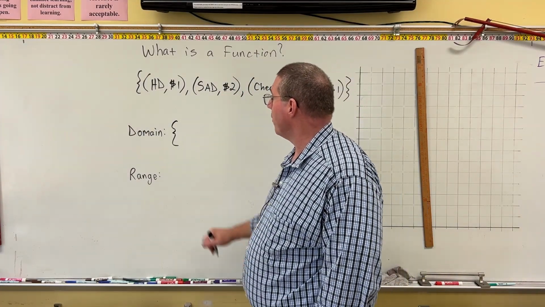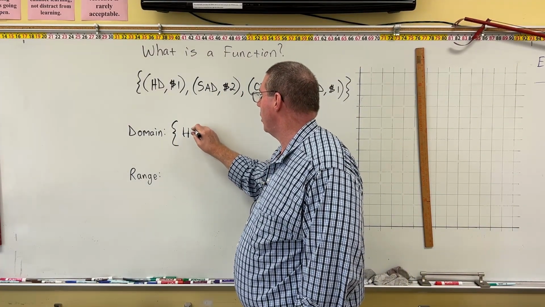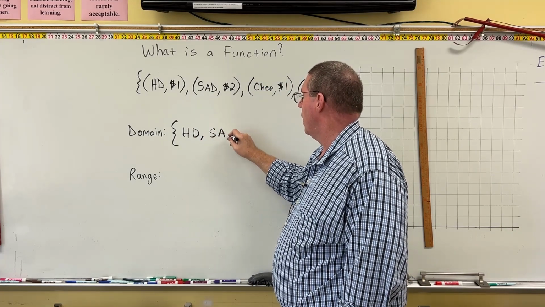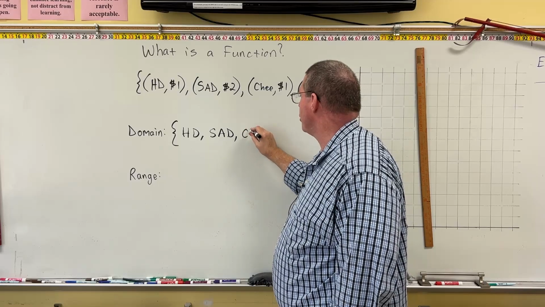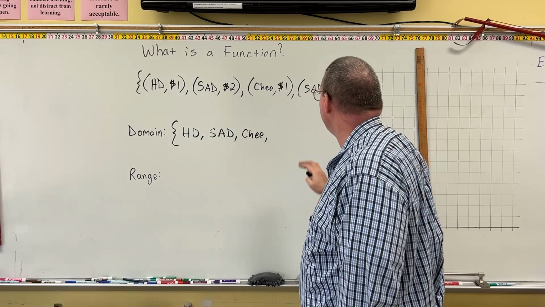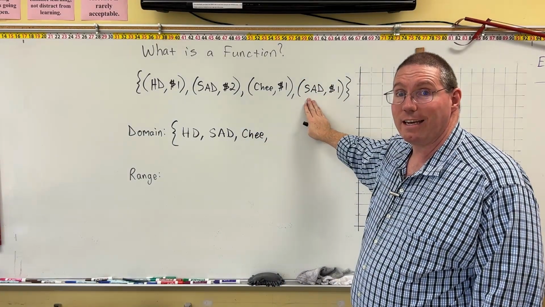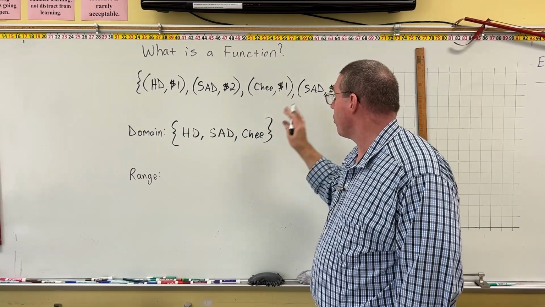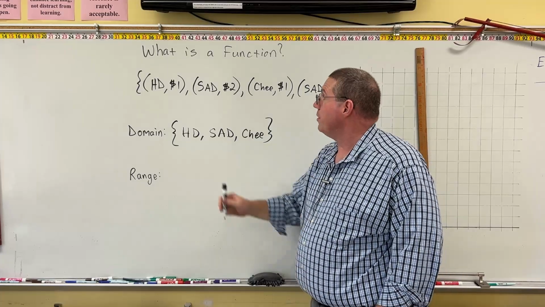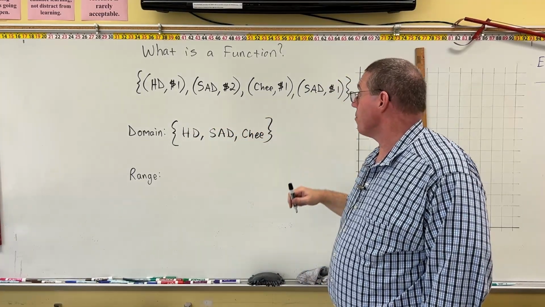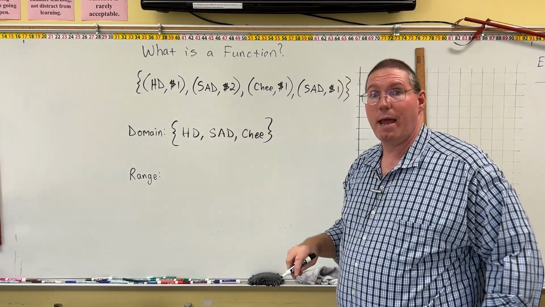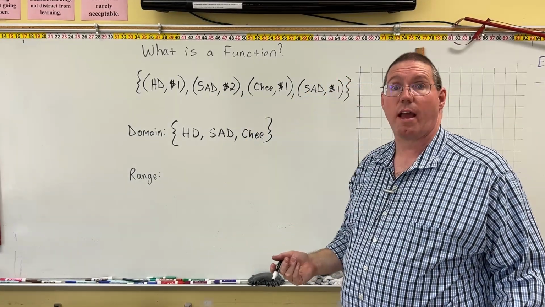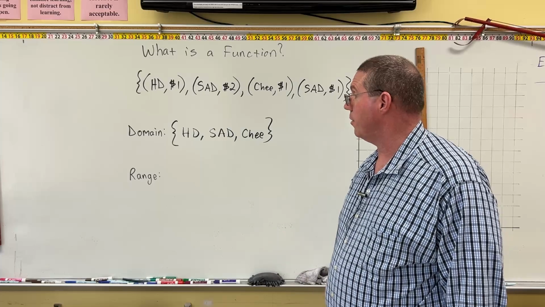In the domain, one of the inputs is a hot dog, so we'll put hot dog here, comma. Another input is sour apple drink. Another input is Cheetos. And then the other input is the sour apple drink again. Well, we're not going to write sour apple drink again. It's already been included and therefore it's already in the domain. So even though there are 4 pairs, there's only 3 items in the domain because one of those inputs is the same. So we will not include it again.